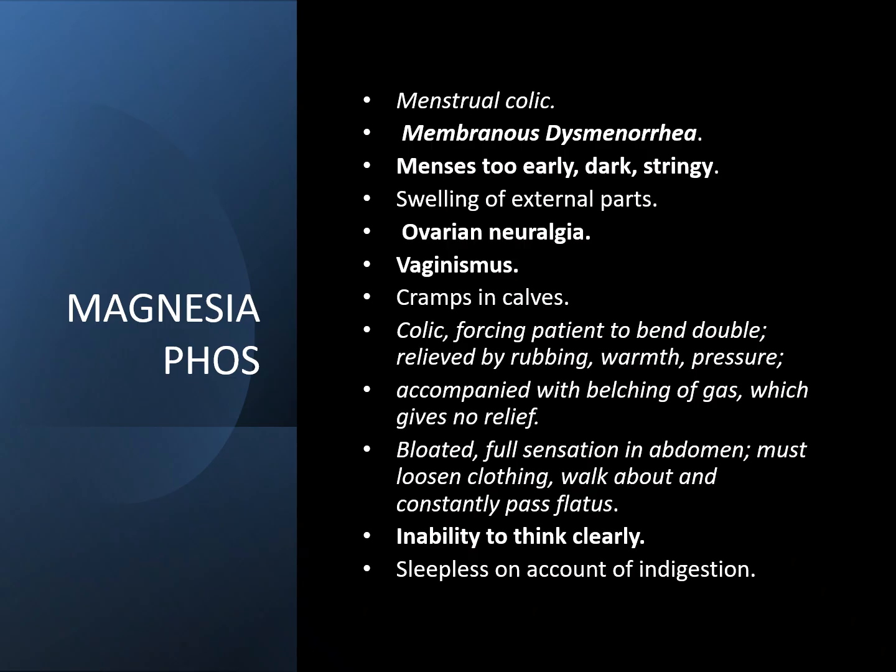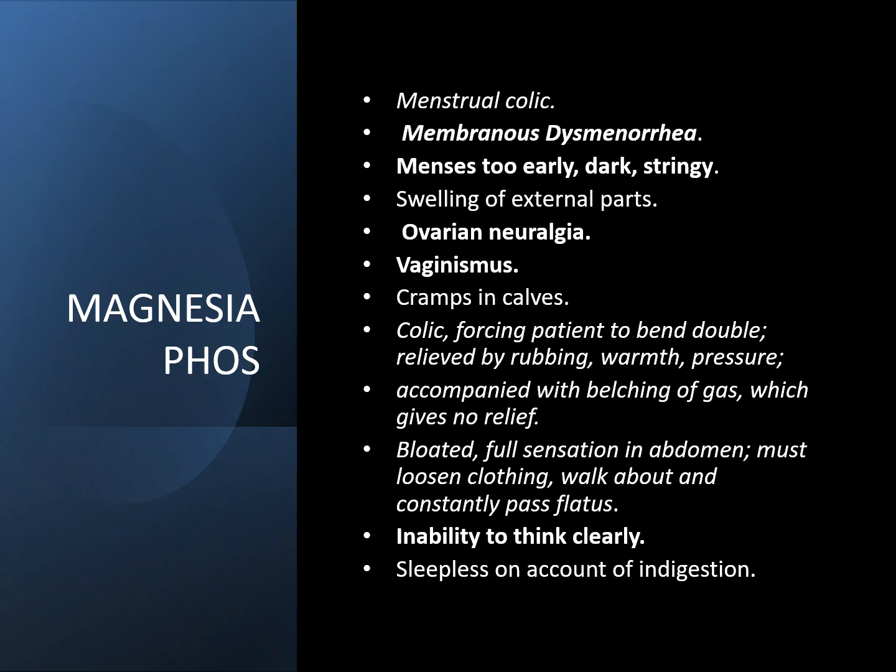So we can consider this the painkiller of homeopathy in adenomyosis. Magnesia Phos is another medicine of homeopathy for pain relief. There is severe menstrual colic and neuralgic ovarian pain. There is a membranous dysmenorrhea. So when the clots come out, the patient has severe pain, because the menses is too early, dark and stringy. There is vaginismus, meaning spasms of the vagina are also present. The patient is better by warmth and pressure.